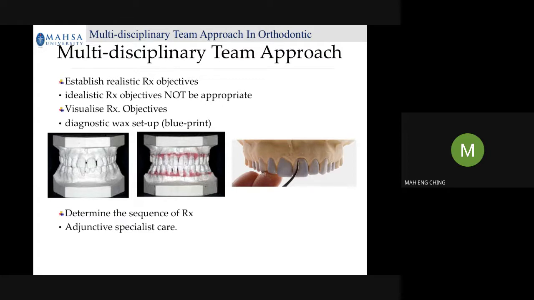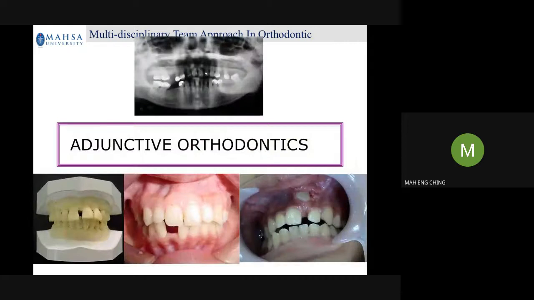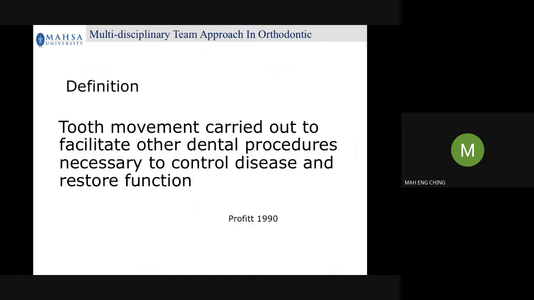We usually need adjunctive specialist care when it comes to difficult treatment. So what's adjunctive orthodontics? It just means we need other colleagues' help. It's not only ortho, we need perio, resto, prosth, oral surgery. The definition is tooth movements carried out to facilitate other dental procedures necessary to control the disease and restore the functions. That's the definition by Proffit. Proffit is a very famous orthodontist.